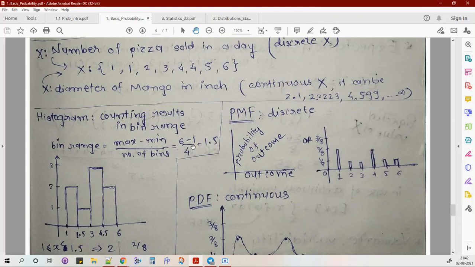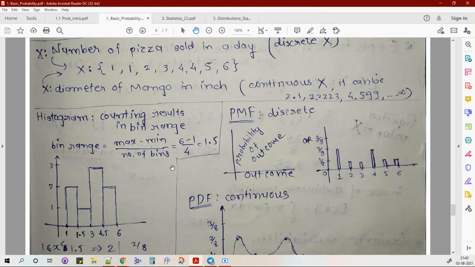So let's see, if I take number of bins equal to 4, then what will happen? What is the maximum number? It is 6. What is the minimum number? It's 1. So max minus min divided by number of bins is nothing but the bin range. So 6 minus 1 divided by 4 is nothing but 1.25.